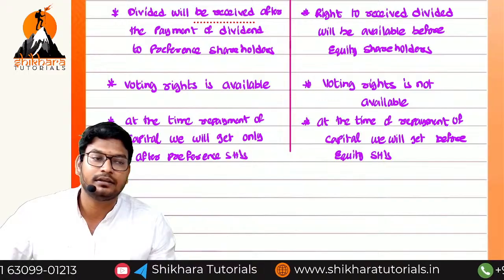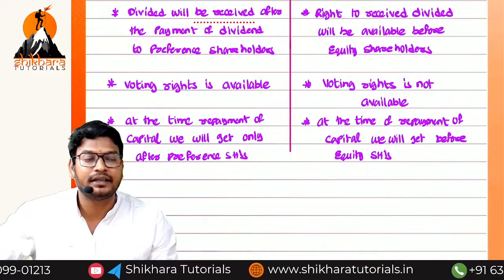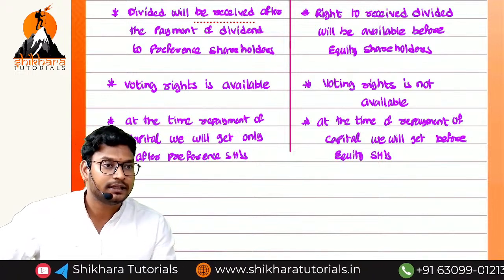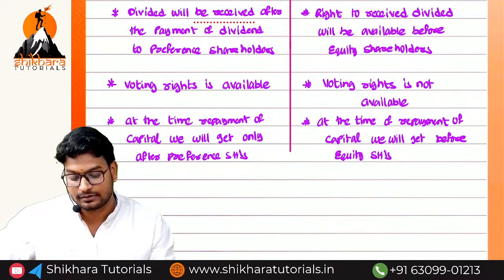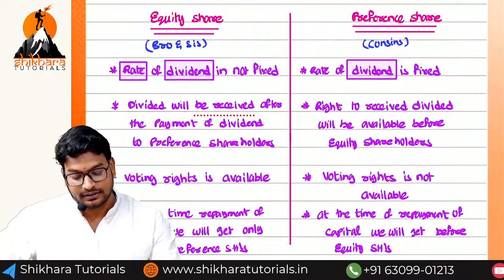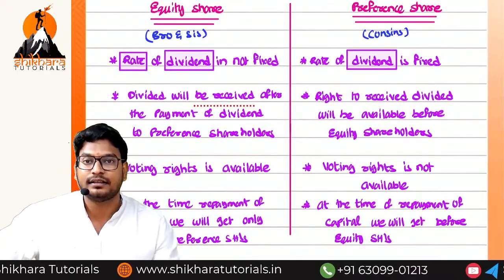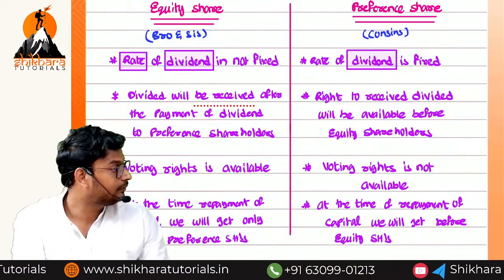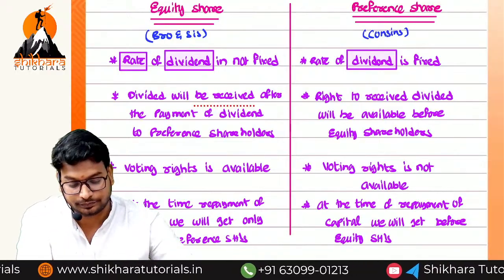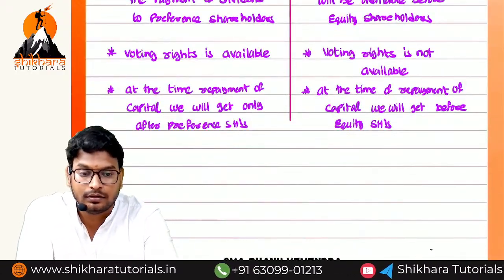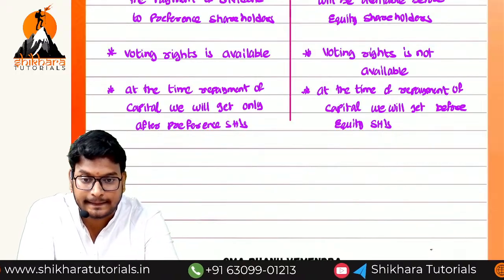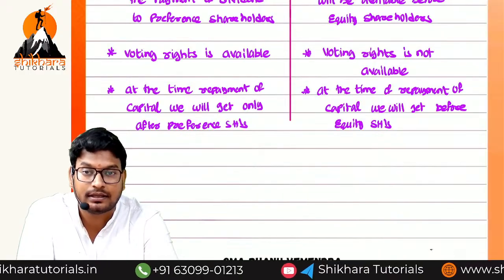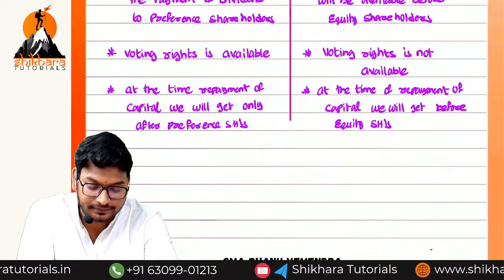What are the two rights? The dividend rate is fixed and they will get the dividend before the equity shareholders, and repayment of capital they will also get before the equity shareholders. So these are the two points. These are the main points related to equity shares and preference shares. Please take a note of it. And we are entering into the main part, the issue of shares. Okay guys?